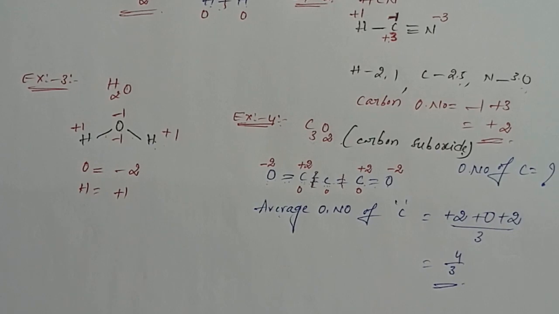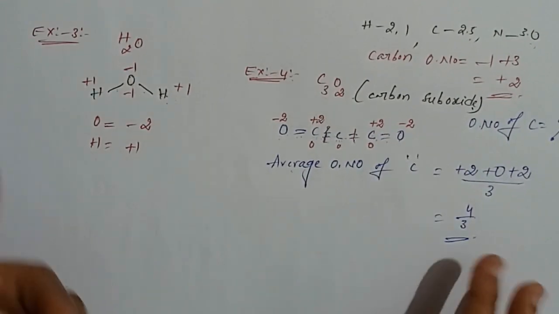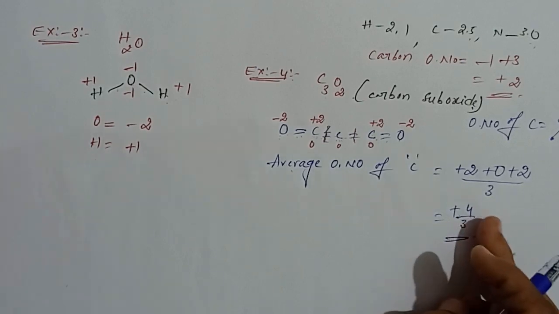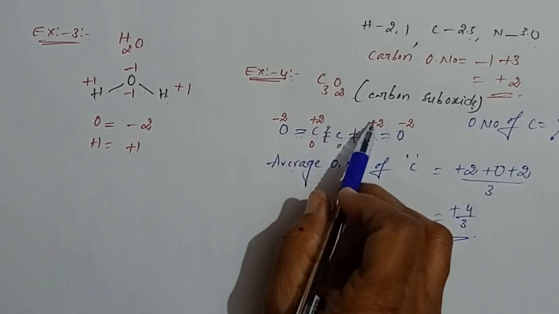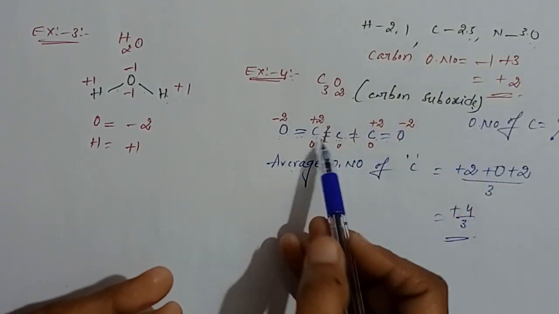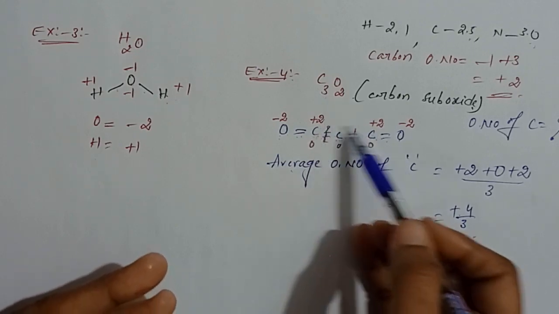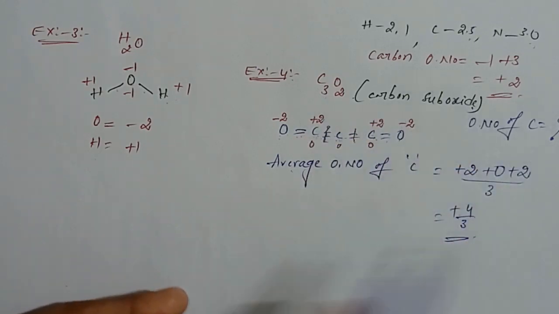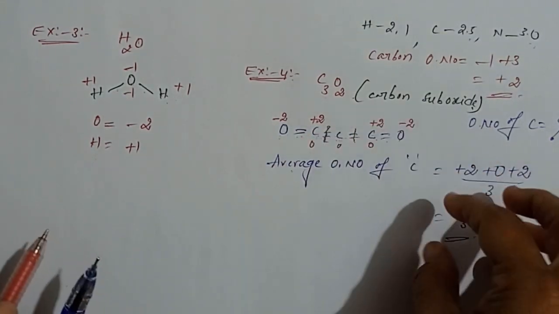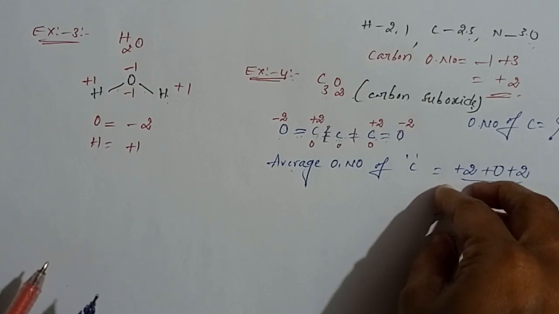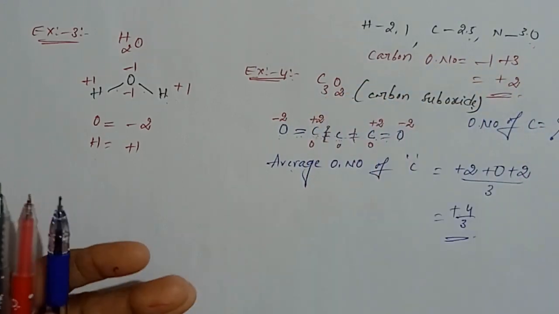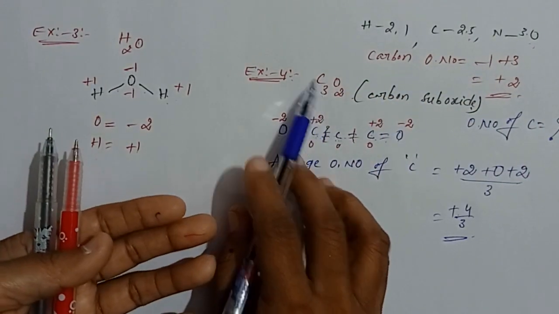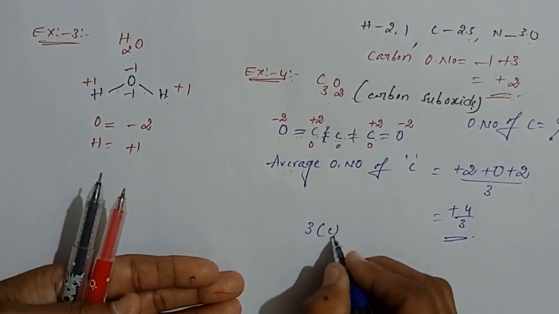See students, next example. Clear? So 4/3 is the average oxidation number of the carbon atom. The +2, 0 and +2 are the individual oxidation numbers. The 3 carbon atoms are showing 3 different oxidation numbers. Understood? Through the structure, this is the average oxidation number of the carbon atom. And through the formula also you can calculate the oxidation number of C3O2, students, carbon suboxide. Now, through the formula, 3 carbons are there, so I am calculating the oxidation number of the 3 carbons.